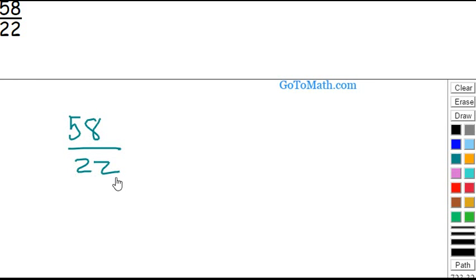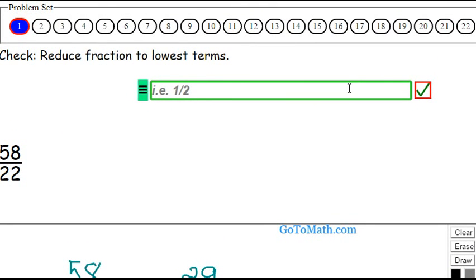So if we wanted to reduce this down, the first thing I'm going to probably do is take a number like 2. For example, I know 2 goes into 22 11 times. That's kind of easy to see right off the start. And then 2 goes into 58 29 times. So it looks like that's probably going to be as reduced as we're going to possibly get. 29 over 11. Let's check and see how that works out here.